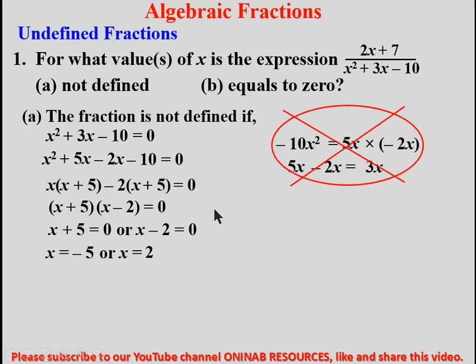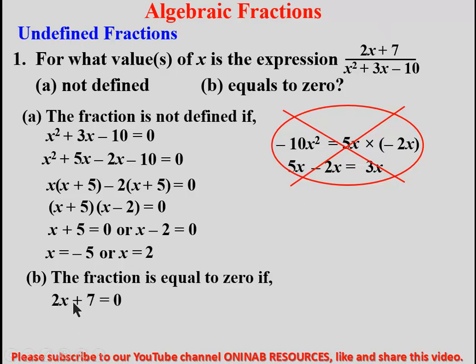So we go to the (b) part of the question. The fraction is equal to 0 if the numerator is equal to 0. So we equate the numerator to 0 and solve. So that's 2x + 7 = 0. So we take this to the other side. This is a linear equation.